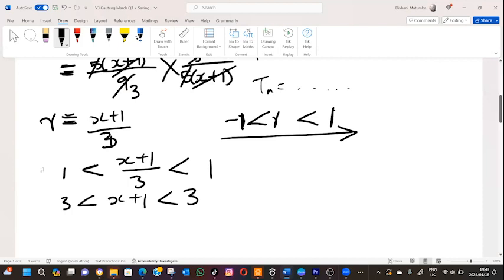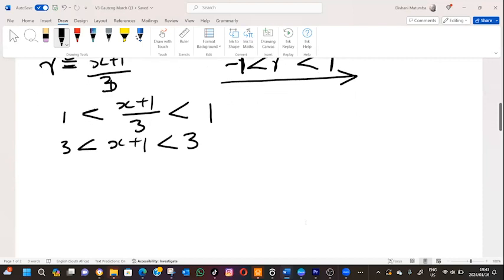So, to solve for the value of x, we have two equations. We have 3 is greater than 3 is less than x plus 1, and we have x plus 1 is less than 3.